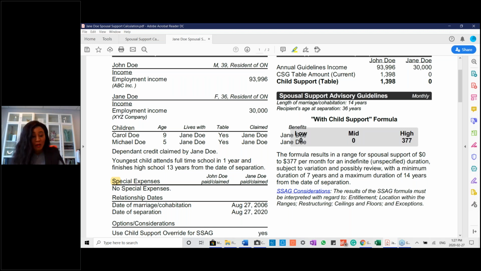And if you're looking at lump sum spousal support, a lot of people just want a clean break. They want to pay the spousal support out in a lump sum and be done with it. But what a lot of people do is look at the monthly amount and multiply it by whatever number of years. So in this scenario, where it says 14 years, John may take $377 multiplied by 14 years and pay Jane Doe a lump sum.